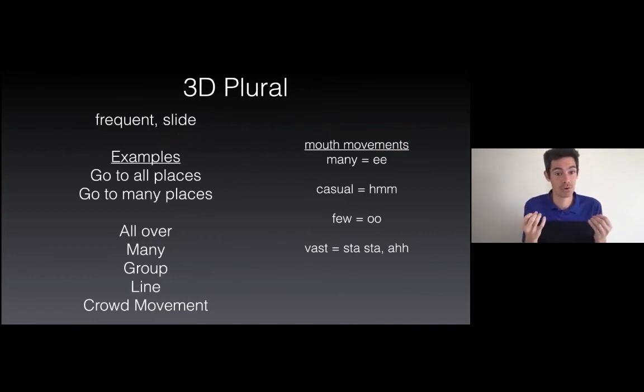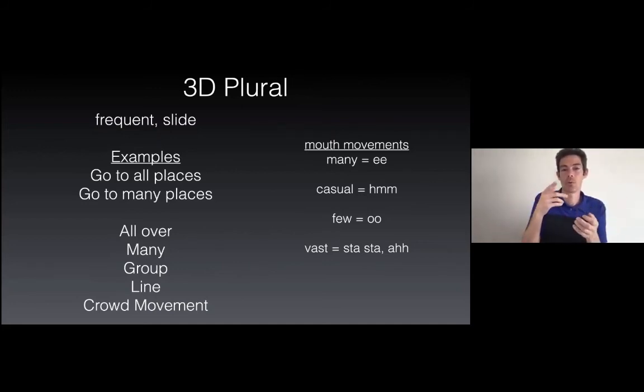So, now talking about 3D plurals. There are two ways of explaining plurals: you can do frequency, or you can do the slide. If I'm going to all the places, I might show it like this, which is the slide, which means everything's included. If I'm going to many places, I can do frequent jumps or frequent stops. They're a little bit different. You can see the difference between them.